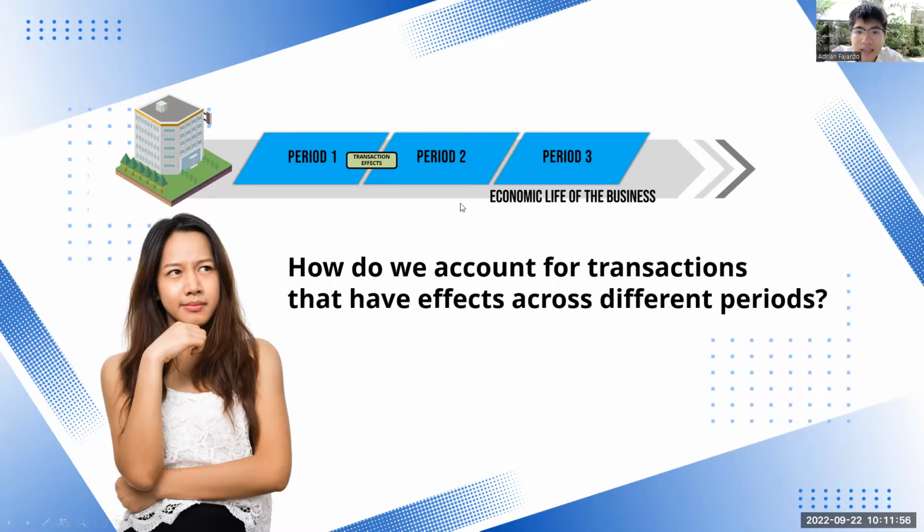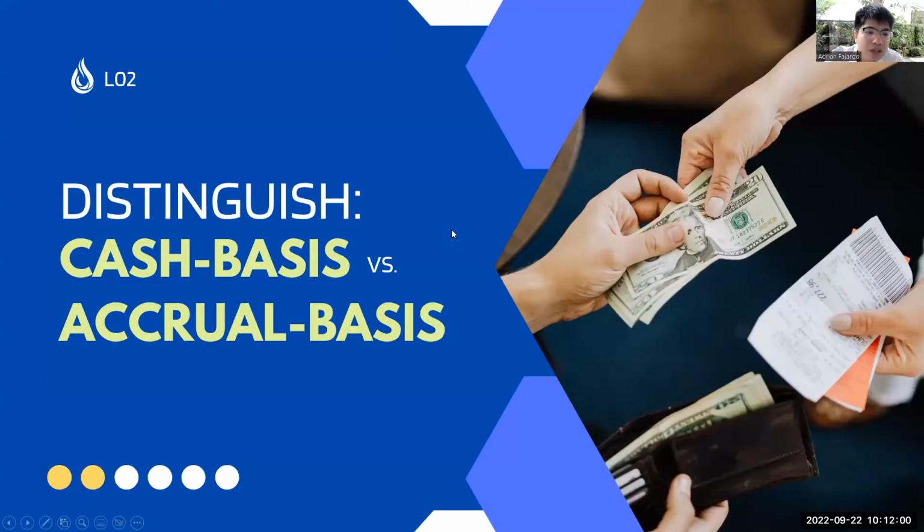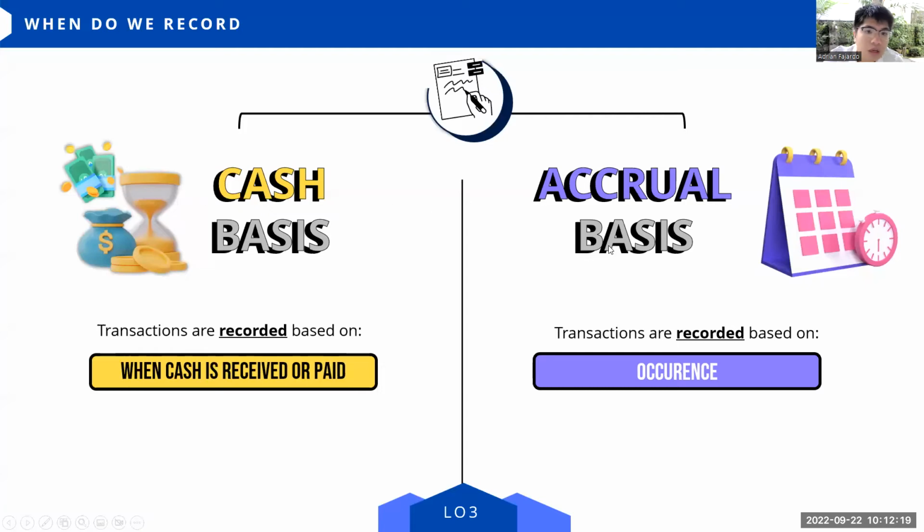And before we take a deep dive into what we call adjusting entries, we have to first familiarize ourselves with 2 types of accounting, right? We have to distinguish between what we call cash basis accounting and then another form which we call accrual basis accounting, right? So what are the differences? Basically, the 2 have a major difference on when they record transactions, right?